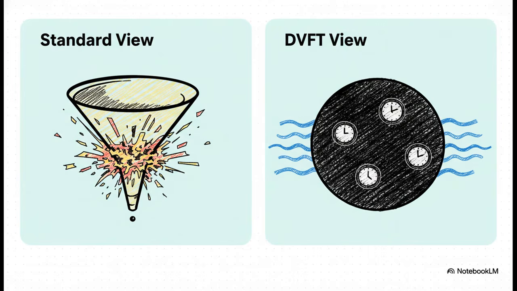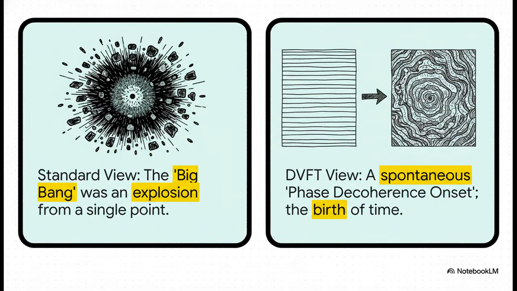A black hole is just a place where the vacuum gets so incredibly dense that the phase evolution, which, remember, is time, it just grinds to a complete stop. Physics doesn't break down, it just pauses. And the Big Bang gets a huge makeover, too.